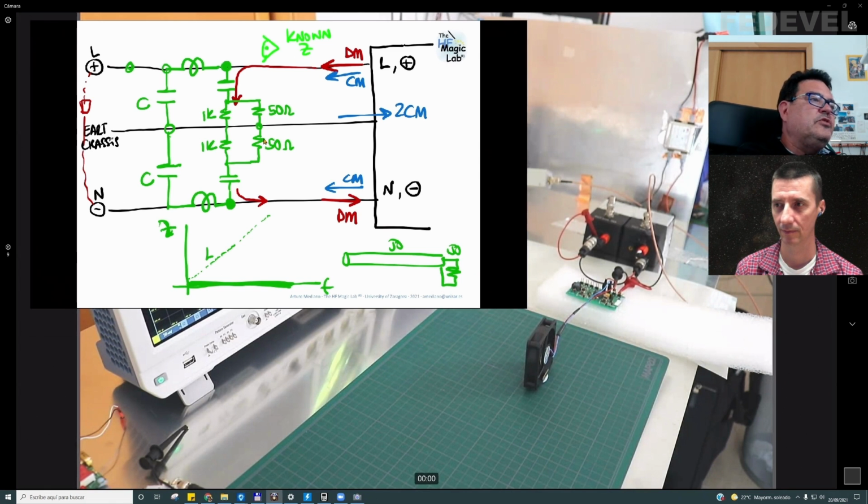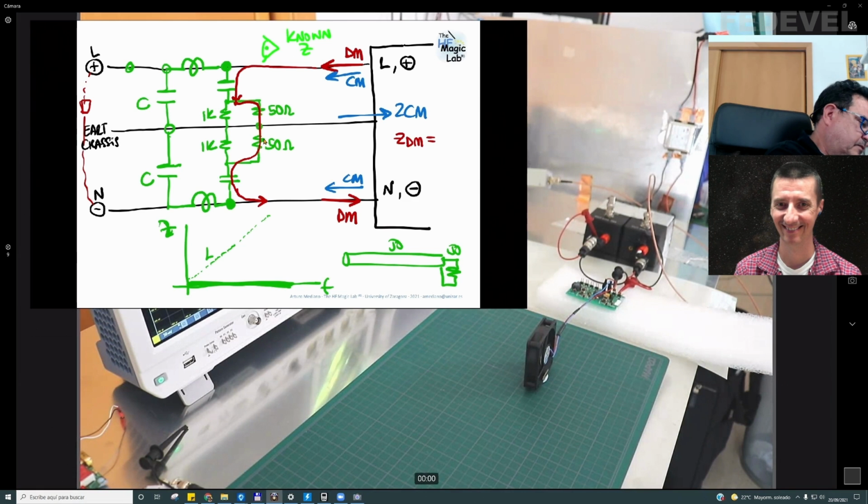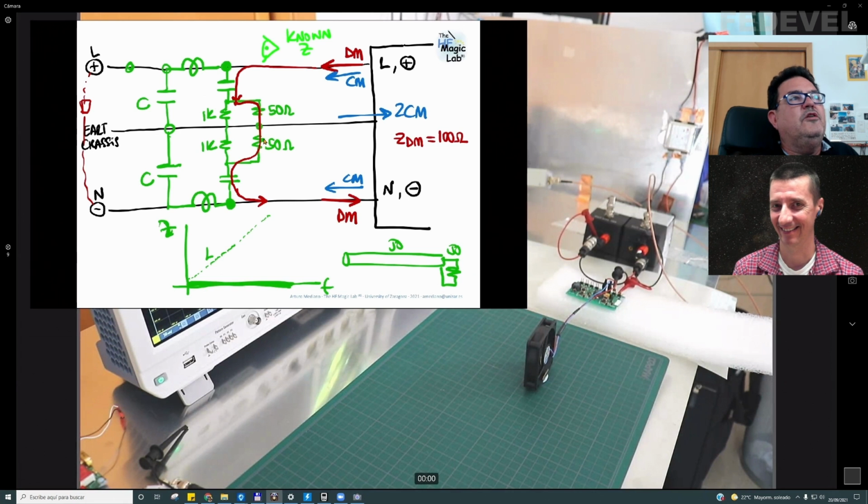These 1K resistors are for being able to disconnect the charge in the capacitors. They are for discharging the capacitor when you disconnect. But you can see that the noise will not go through the 1K resistor. They will take this path, they will take this path, and they will take this path. So let me give you a question. How is the impedance we see in differential mode? 100 ohms. 100 ohms. Because it's 50 ohms in series with 50 ohms.